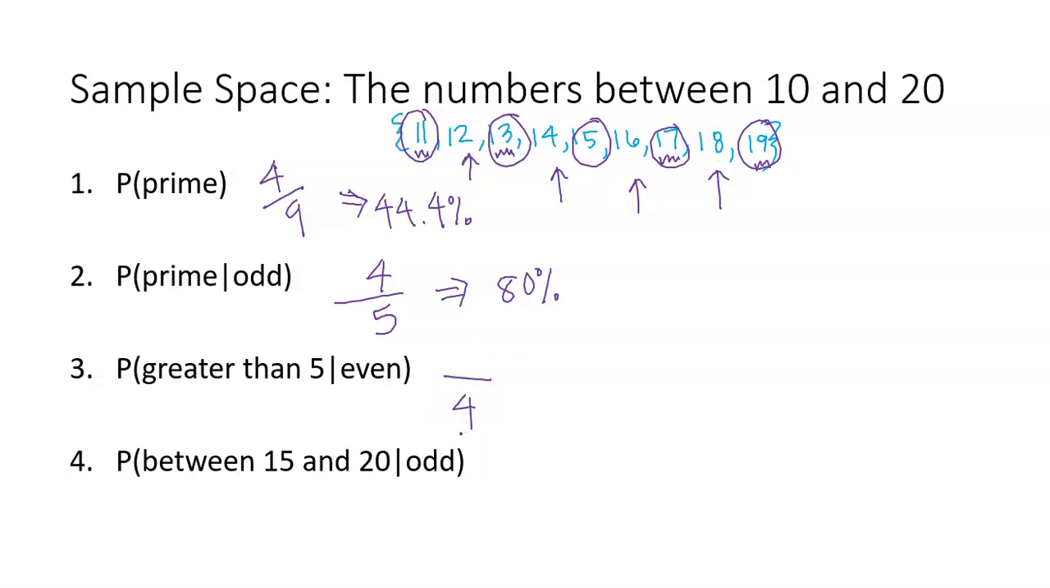How many of those 4 even numbers are greater than 5? All of them. So that would be 4 out of 4, which is 100%.